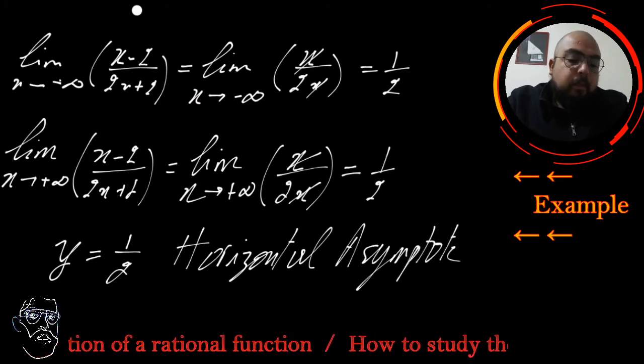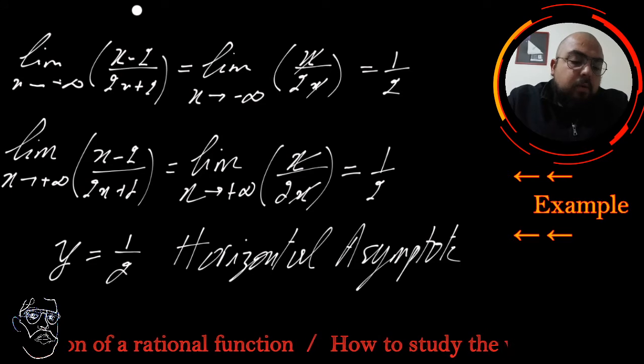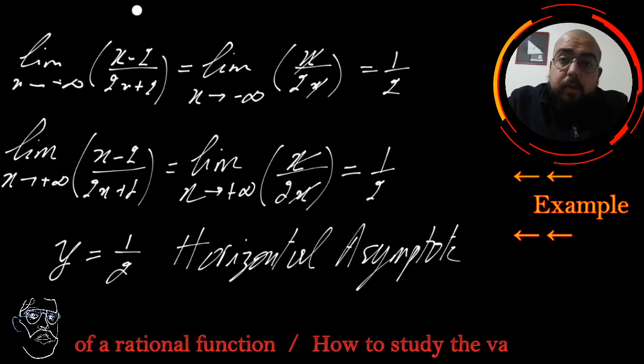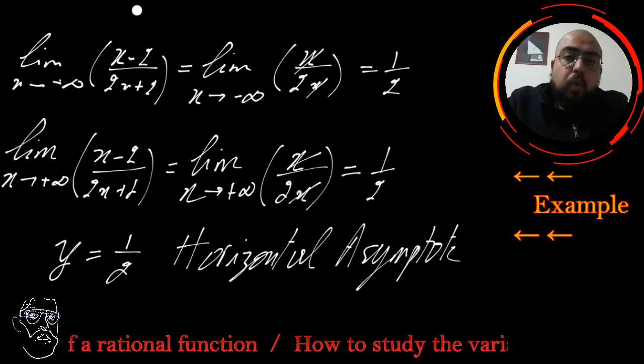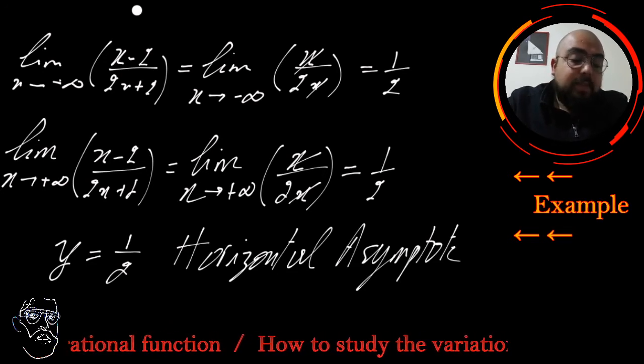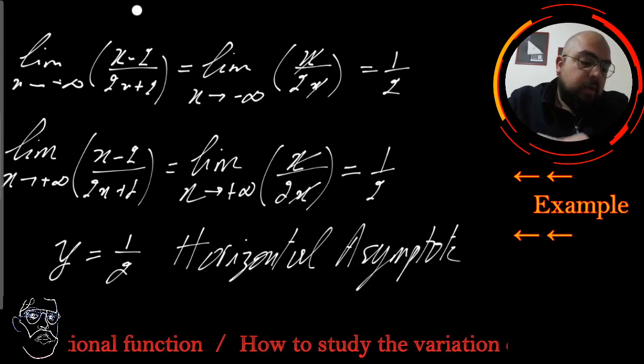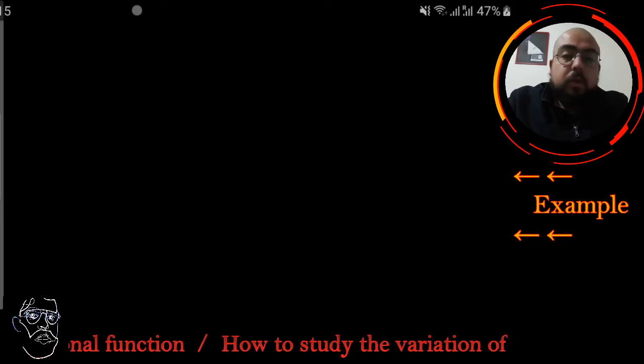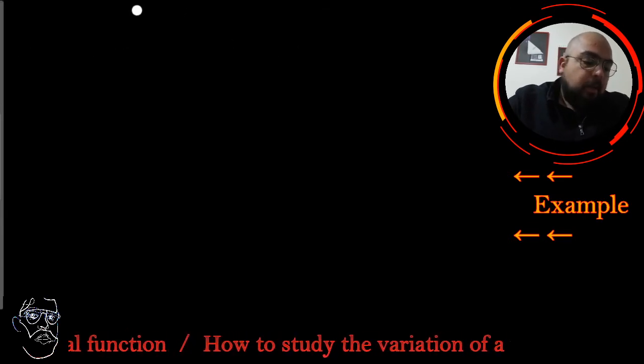Alright, so right now we have x is equal to minus 1, a vertical asymptote, and y is equal to 1 over 2, a horizontal asymptote. The second step is to study, third step actually, is to study the derivative.